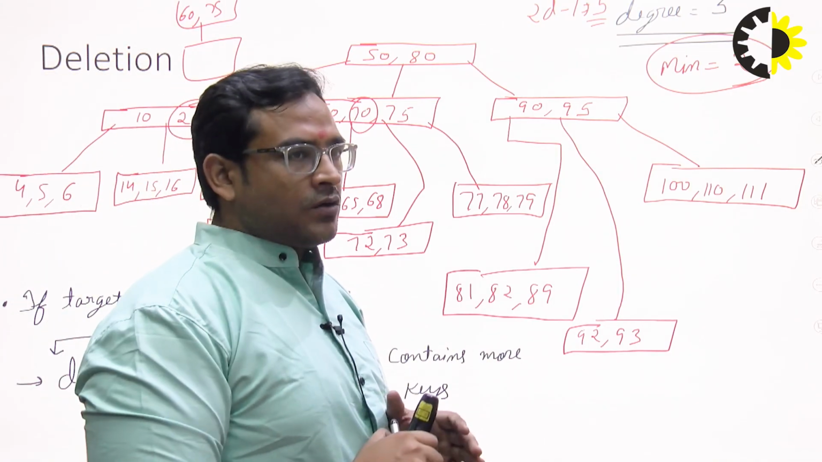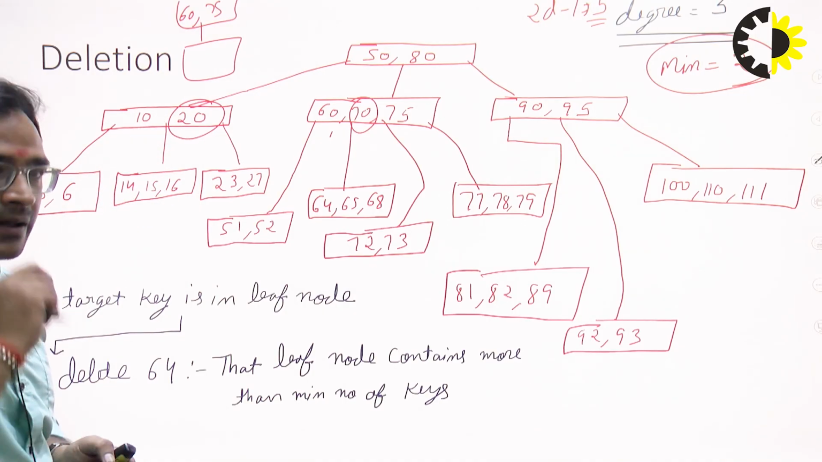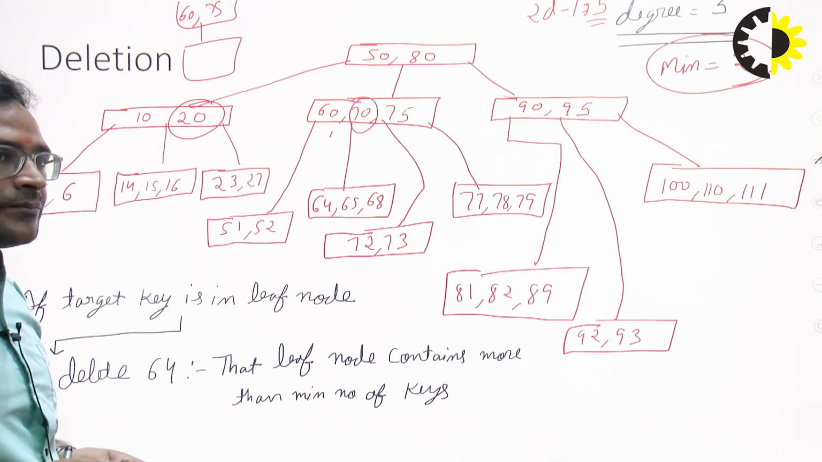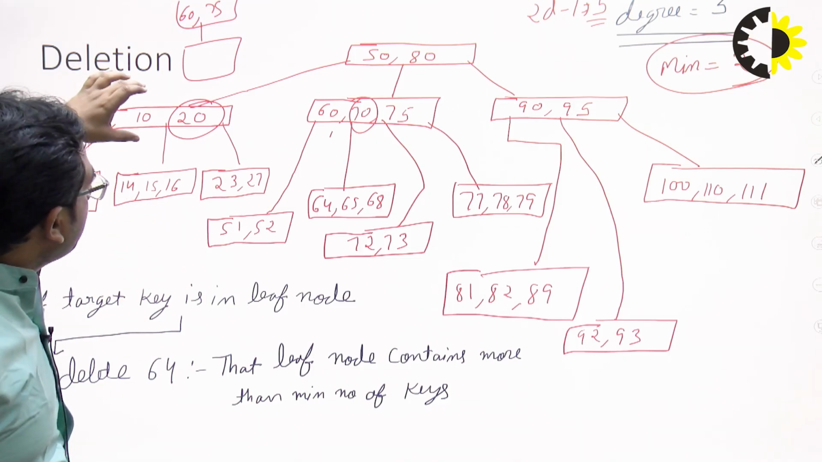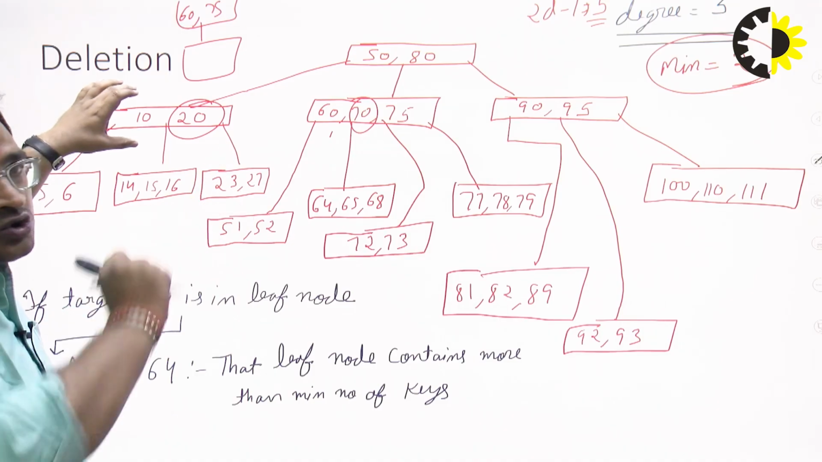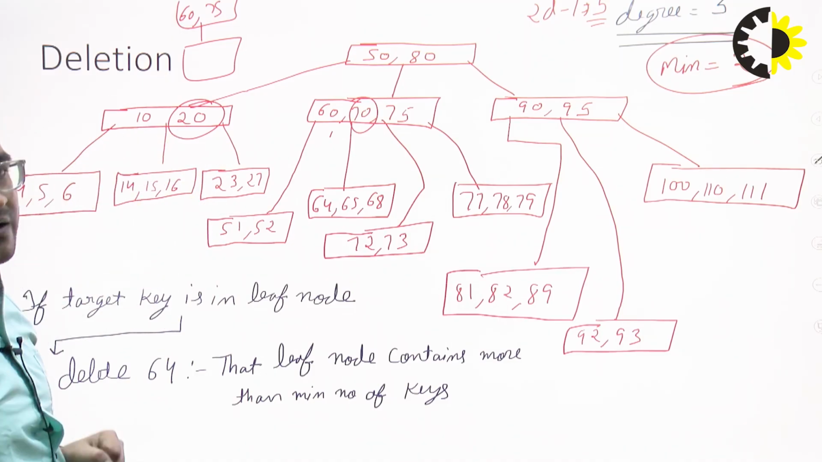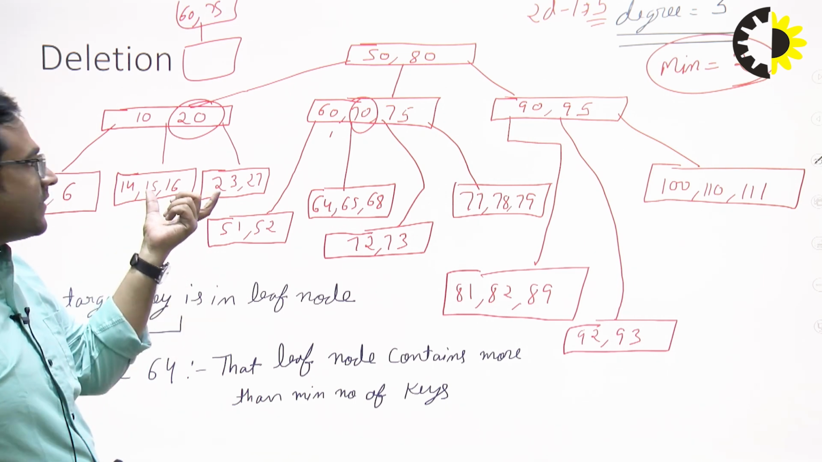Now, this one is the internal node. I am talking about the internal node. Second example, I just want to delete this 20, right? If I want to delete this 20, this node does not satisfy the condition of the minimum number of keys. Minimum number of keys is 2. But once I delete this 20, it is having only 1. And if I merge this, it is having only 5.